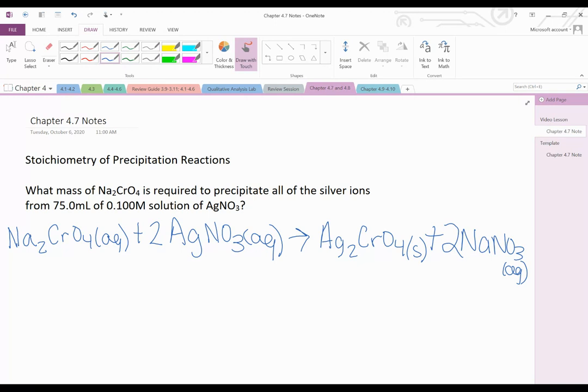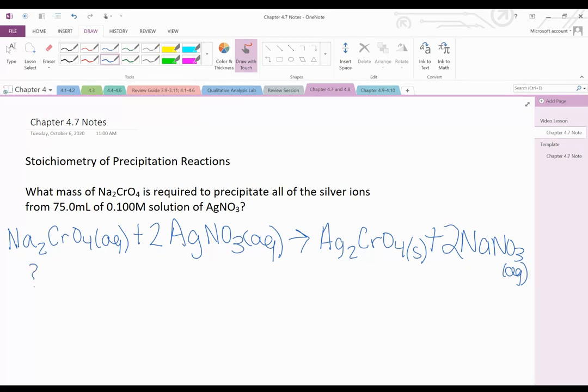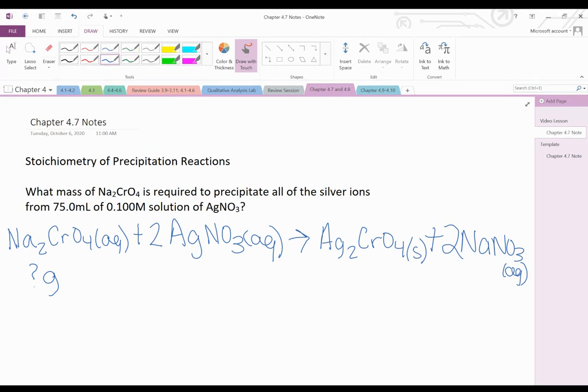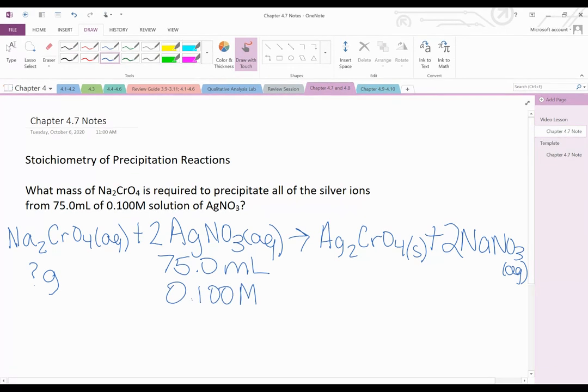And so the question is asking what mass of sodium chromate is required to precipitate all the silver ions from 75 milliliters of a 0.100 molar solution of silver nitrate.